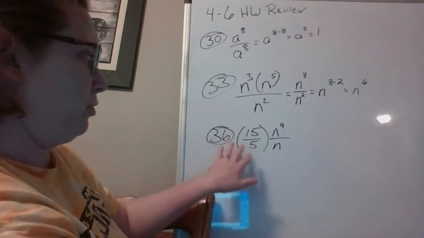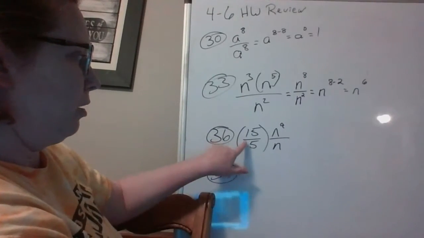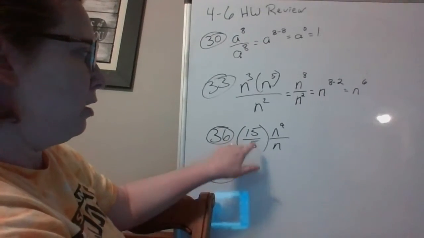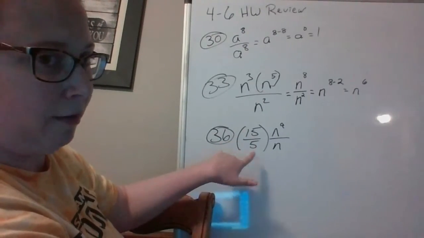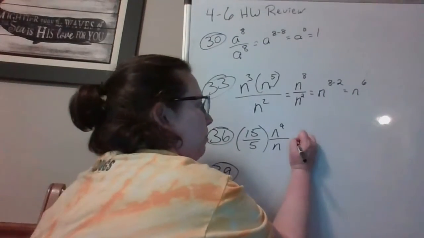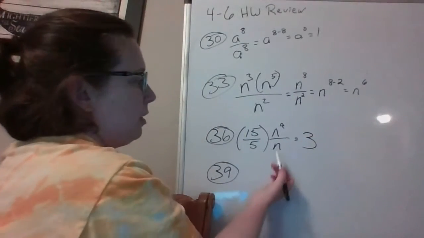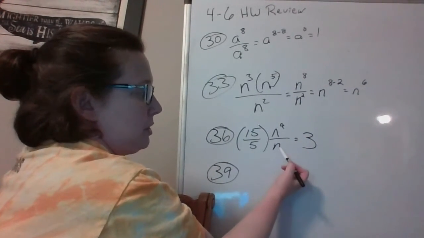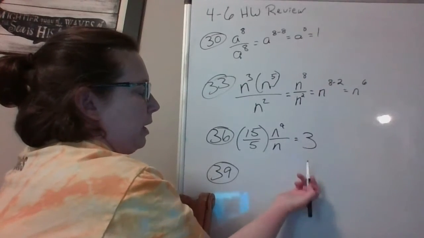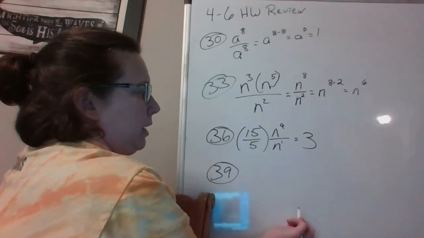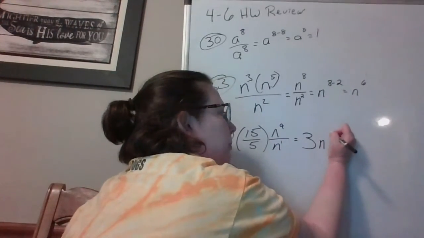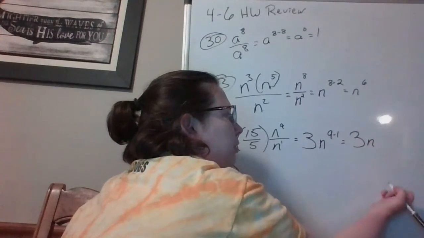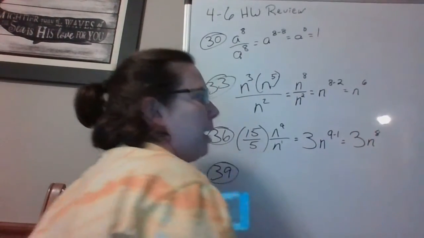Down here we have two separate things going on. The first is a fraction with just numbers in it. So we have 15 divided by 5, which would be 3. So that part is taken care of. Now we have this division. So because I have the same bases, I'm going to take my top exponent minus my bottom exponent. And my final answer here would be 3 times n to the power of 8.